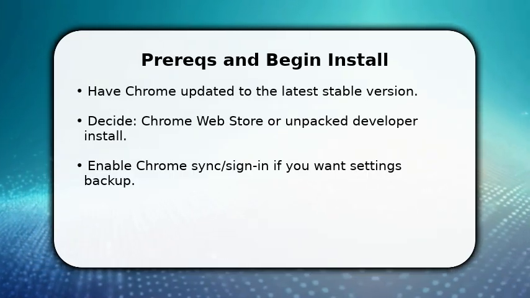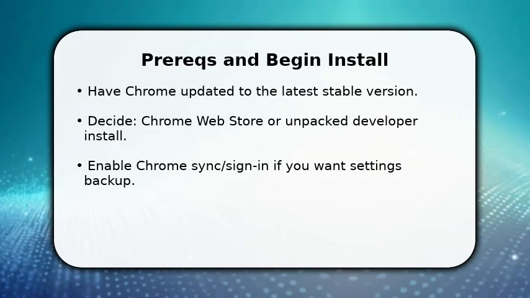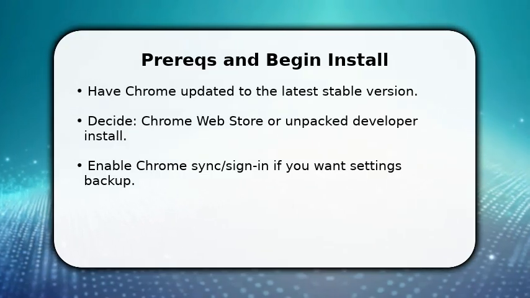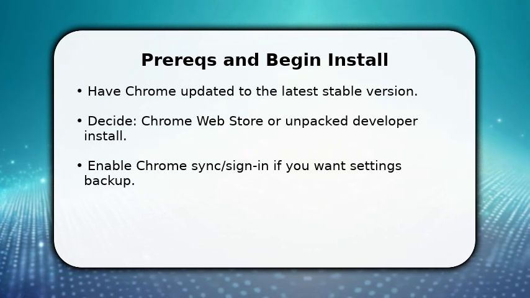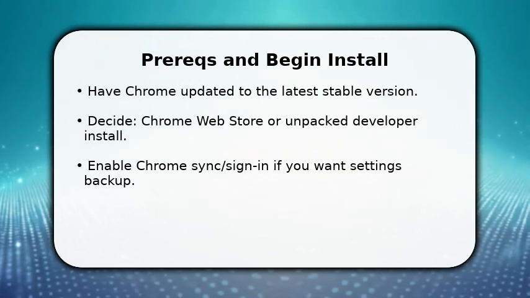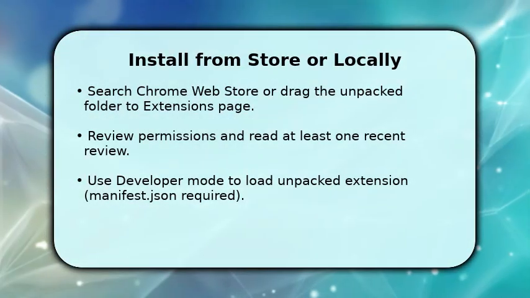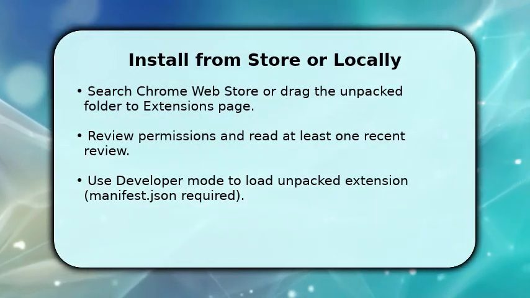Make sure you know the extension's permissions before proceeding so you understand what data it will access and why those permissions are required. If you choose the web store, search for the extension, open its page, then click Add to Chrome and confirm the requested permissions.